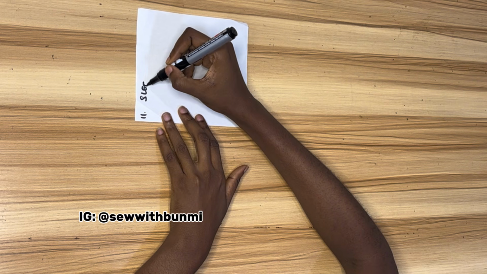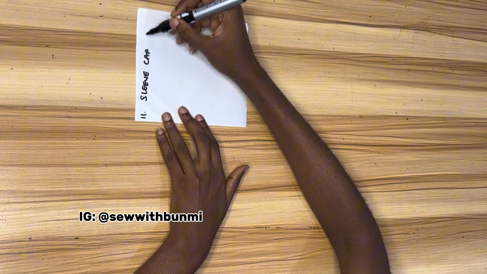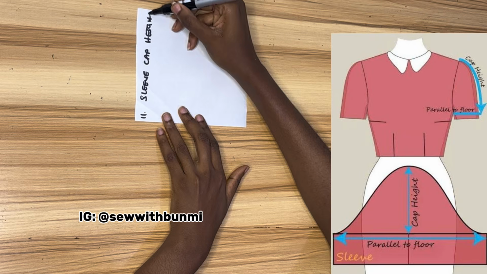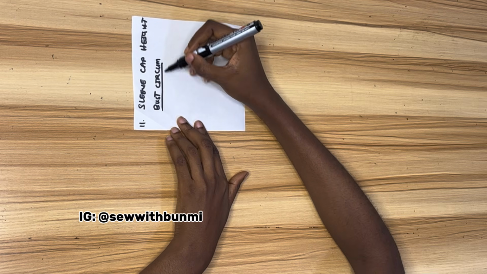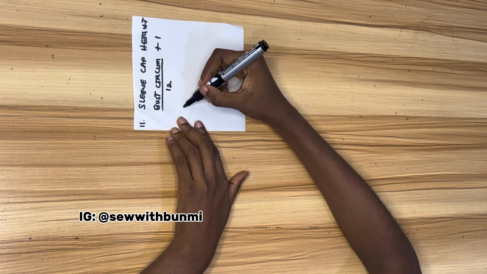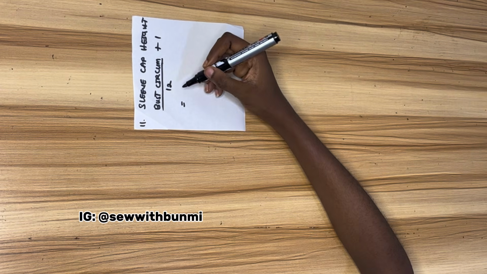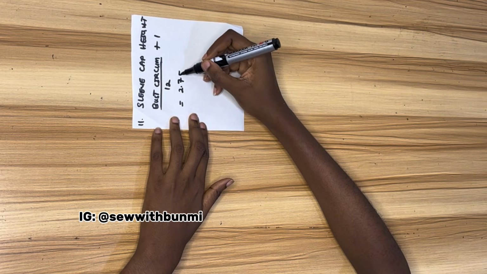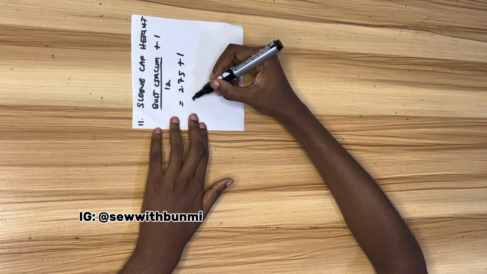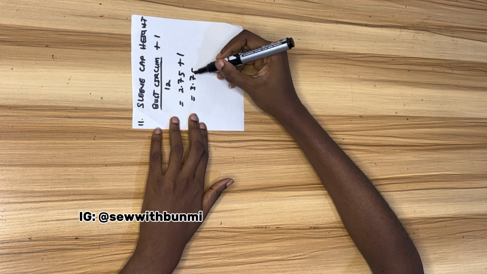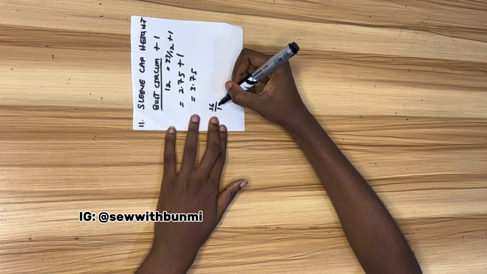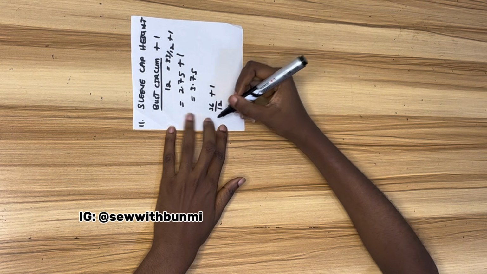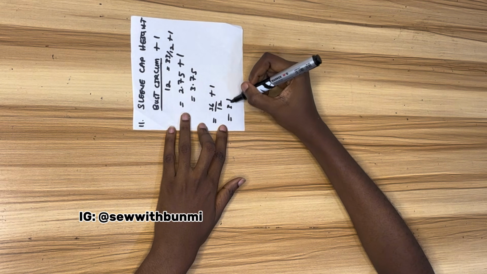So the next formula I'll be showing you is how to calculate your sleeve cap height. To calculate your sleeve cap height, it's your bust circumference divided by 12 plus 1. My bust circumference is 33, divided by 12 plus 1, which is 2.75 plus 1, and that gives me 3.75. So let's assume your bust circumference is 36. 36 divided by 12, which is 3, then plus 1, you have 4.